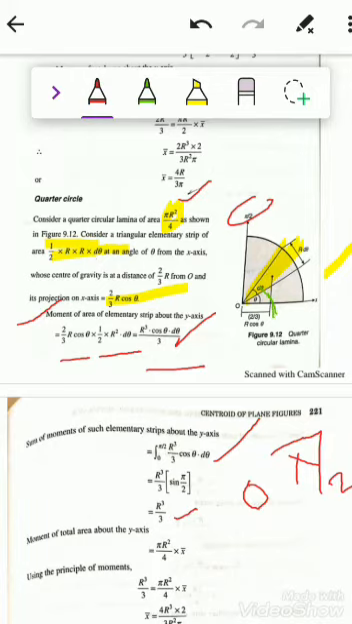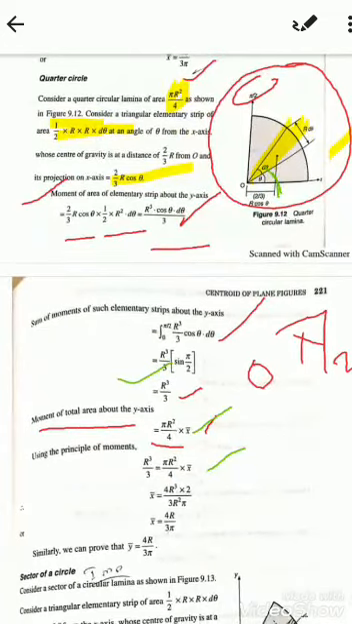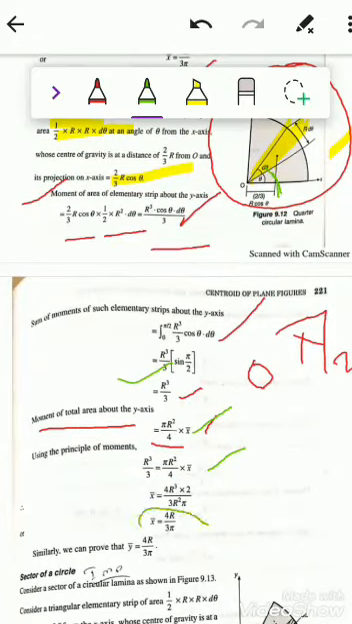Now the moment of the total area about the y-axis. The total area is the area of the entire quarter circle, which is pi r square by 4, and the perpendicular distance is x bar. Multiply these, and by the principle of moments equate the moment of all the elementary strips with the moment of the entire area. By equating these you will get the x bar value here. You can observe that the x bar value obtained for the quarter circle is exactly equal to that of the semicircle, that is, x bar is equal to 4r by 3 pi.